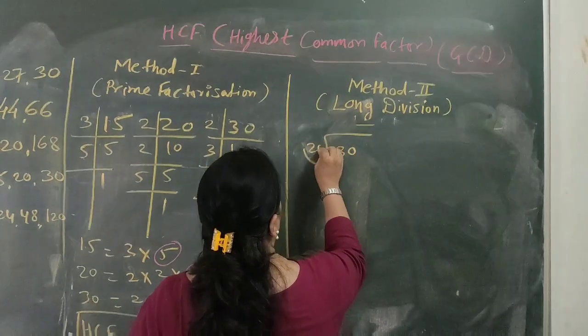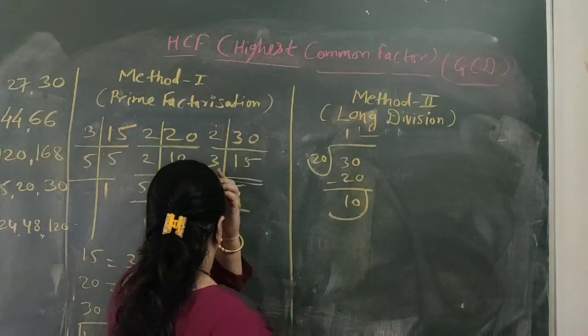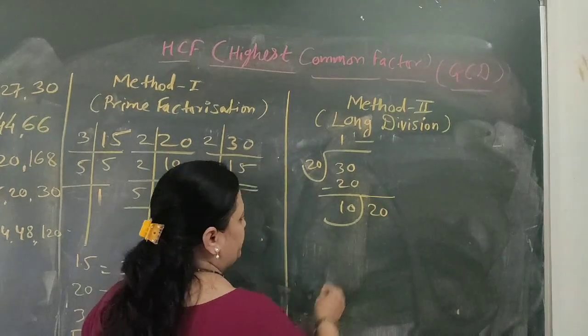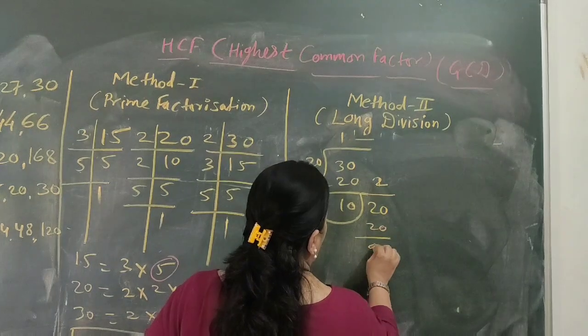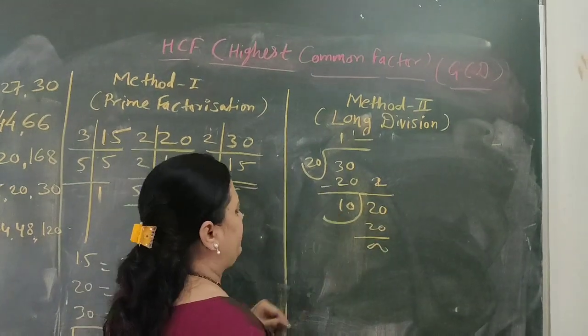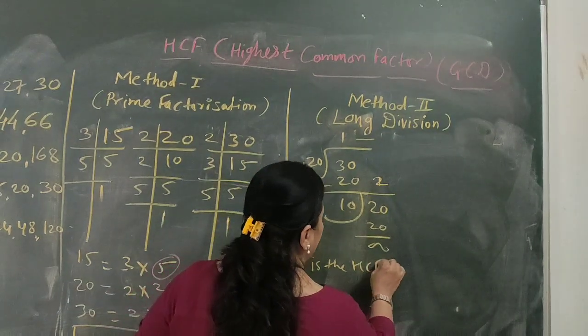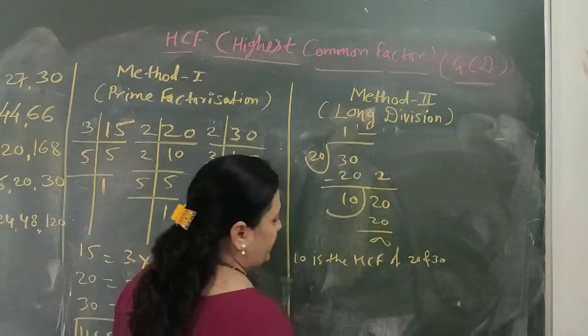See, 30 divided by 20: 20 1s are 20, 10 remains. Now this new remainder will become the new divisor, and the old divisor will become the dividend. 10 1s are 10, 10 2s are 20. So 10 is the SCF. Now here 10 is the SCF of 20 and 30.